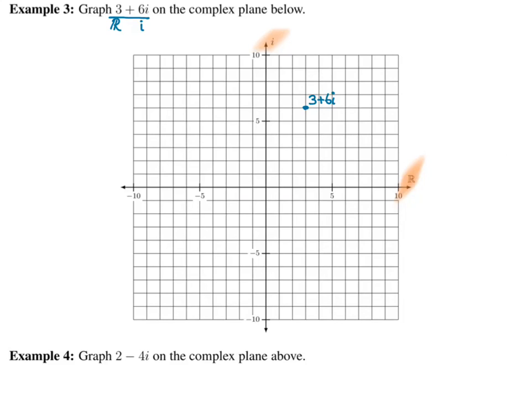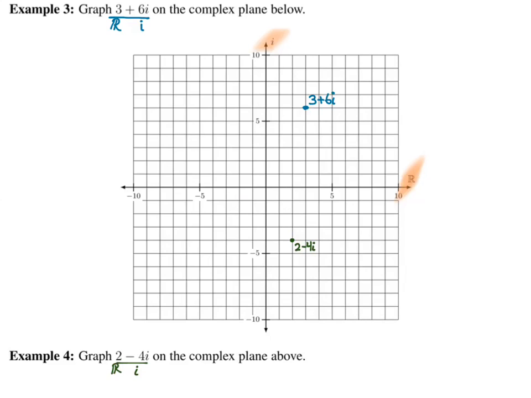A different example, 2 minus 4i. Go over 2 on the real axis and negative 4 on the i axis. So 2, down 4. 2 minus 4i is right there. It's literally just graphing x-y pairs. They just look different. We could do 8 more examples, and they would not get any more interesting. It's just graphing dots. The numbers look different this time.